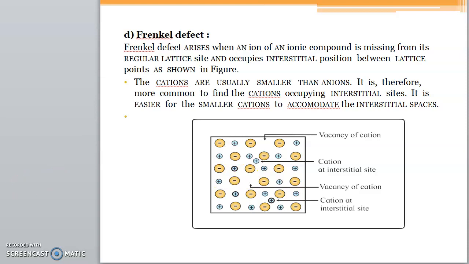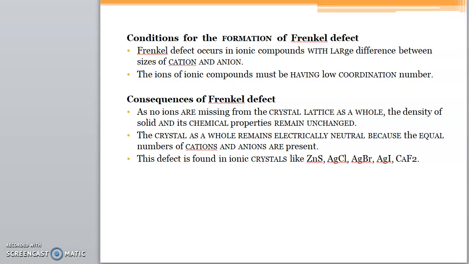Okay, let's continue. The conditions for the formation of Frenkel defect: this defect occurs in ionic compounds, as we know, with a large difference between the sizes of cation and anion. Remember, in Schottky defect we looked at a very small difference between the sizes of cation and anion, but in this case there is a large difference. So the ions of ionic compounds must have a low coordination number, which means the attachment would be very less.